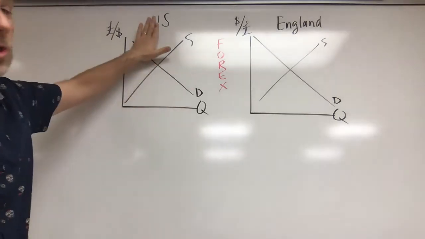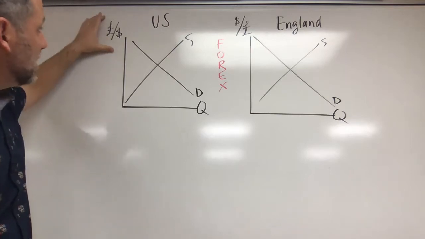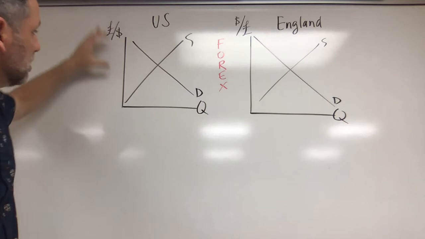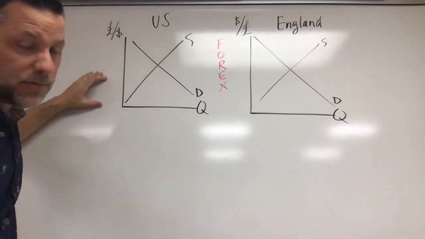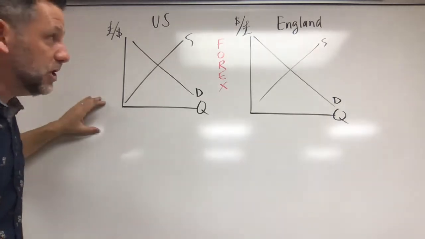So for the US dollar graph, it's going to be British pounds over US dollars. What this means is this tells you how many pounds you can get for $1. So if we move up, we're getting more pounds. If we're moving down, we're getting fewer pounds for our dollar. Moving up is appreciating in value. Moving down is depreciating in value.